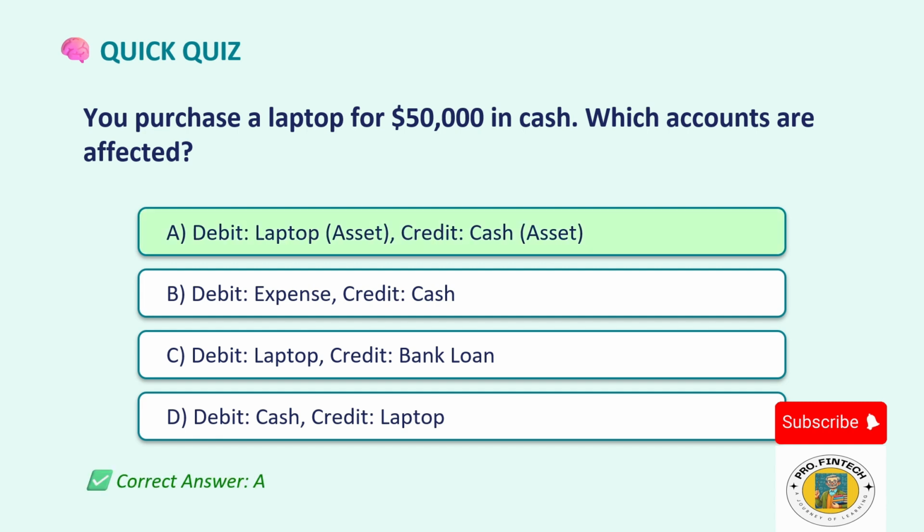The correct answer is debit laptop account. It's an asset, DEA. Credit cash account, also an asset, DEA, but it's decreasing. Both laptop and cash are assets. When we get the laptop, we debit it because assets increase with the debits. When we pay cash, we credit it because that asset is decreasing.